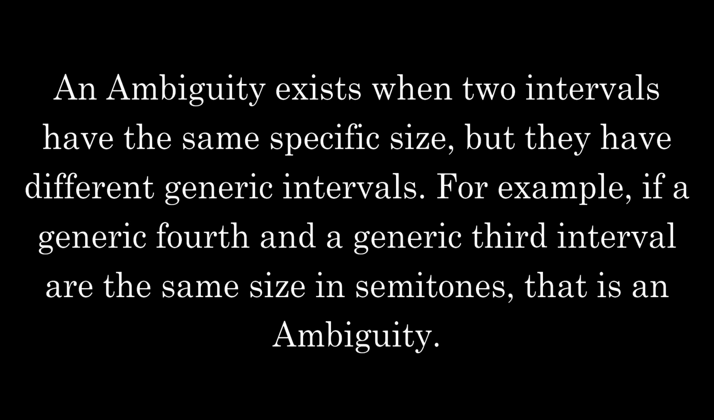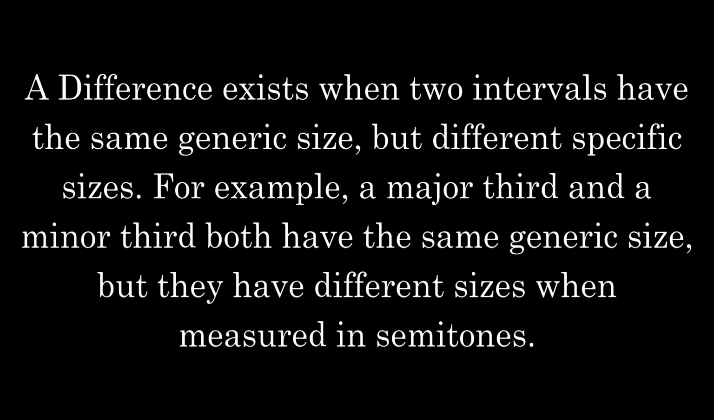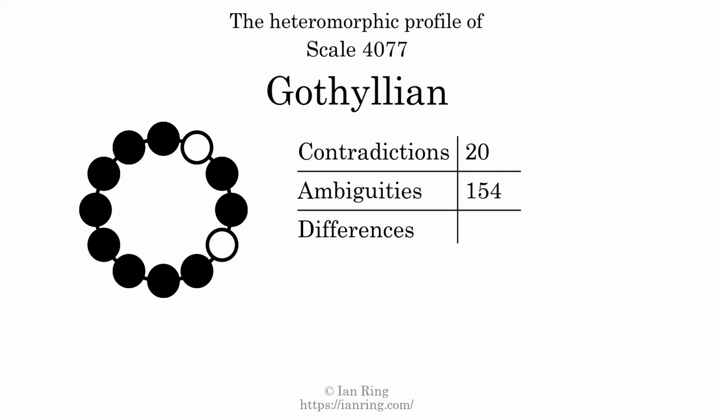An ambiguity exists when two intervals have the same specific size, but they have different generic intervals. For example, if a generic fourth and a generic third interval are the same size in semitones, that is an ambiguity. The number of ambiguities in this scale is 154. A difference exists when two intervals have the same generic size, but different specific sizes. For example, a major third and a minor third both have the same generic size, but they have different sizes when measured in semitones. The number of differences in this scale is 235.